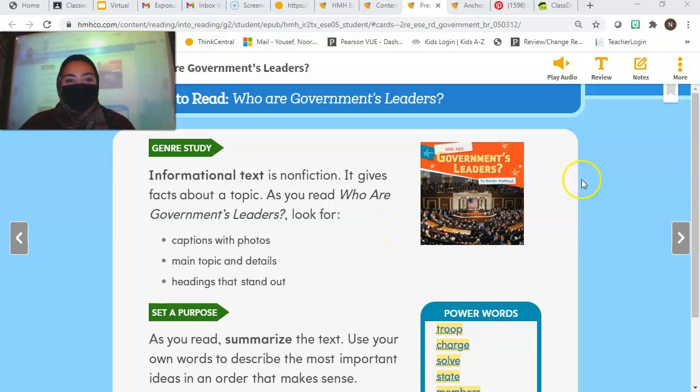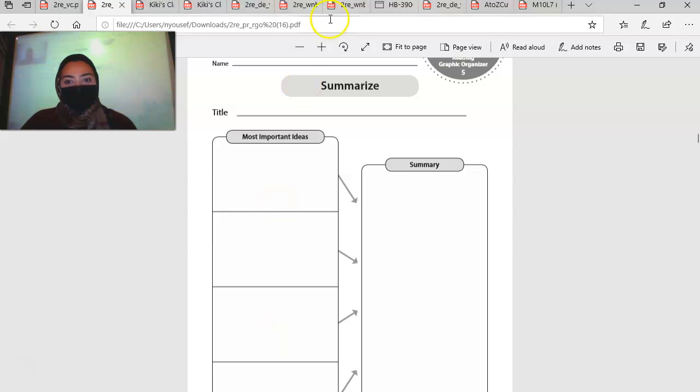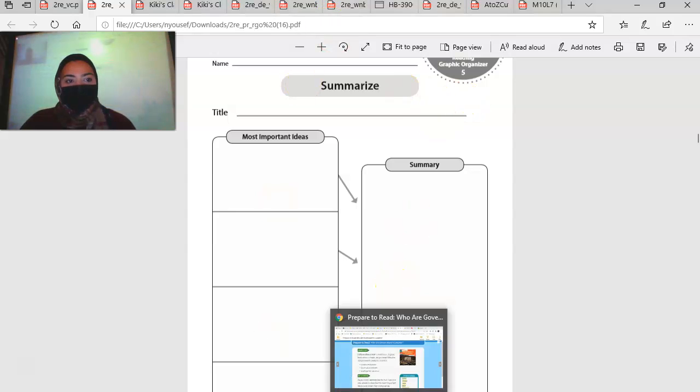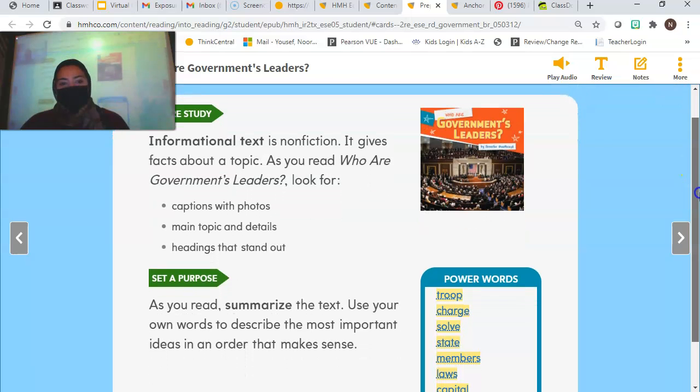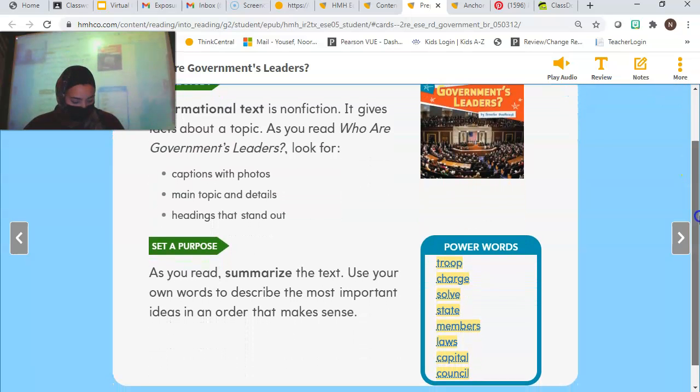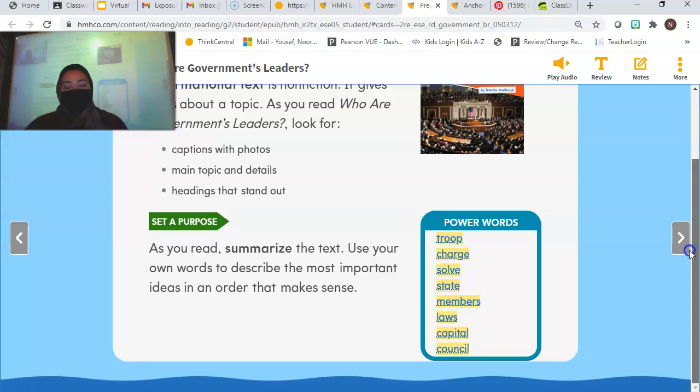Okay, here's your HMH lesson for today. You're going to need your reading graphic organizer that says summarize number 5, and you're also going to need your HMH book, Government's Leaders. We are on page 76. Before we start reading, let's go ahead and go over some important vocabulary words.